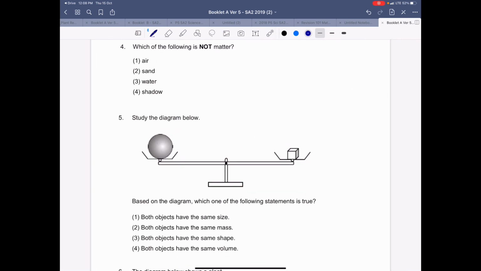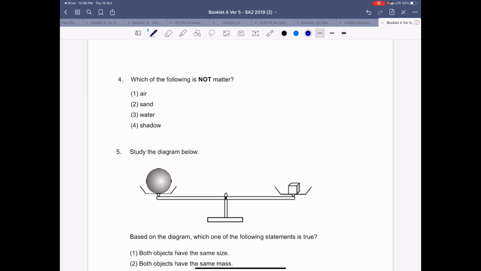Now, which of the following is not a matter? So, once again, matter needs to have 2 things. Occupy space, as well as has a mass. Okay, I'm just going to quickly run through. So, check each of these. Does air occupy space or not? Yes. Okay, as long as one of these criteria is there, it's a yes already. Sand is a matter, yes, because it occupies space and has a mass. Water, similar. The only one that doesn't is your shadow. Okay?